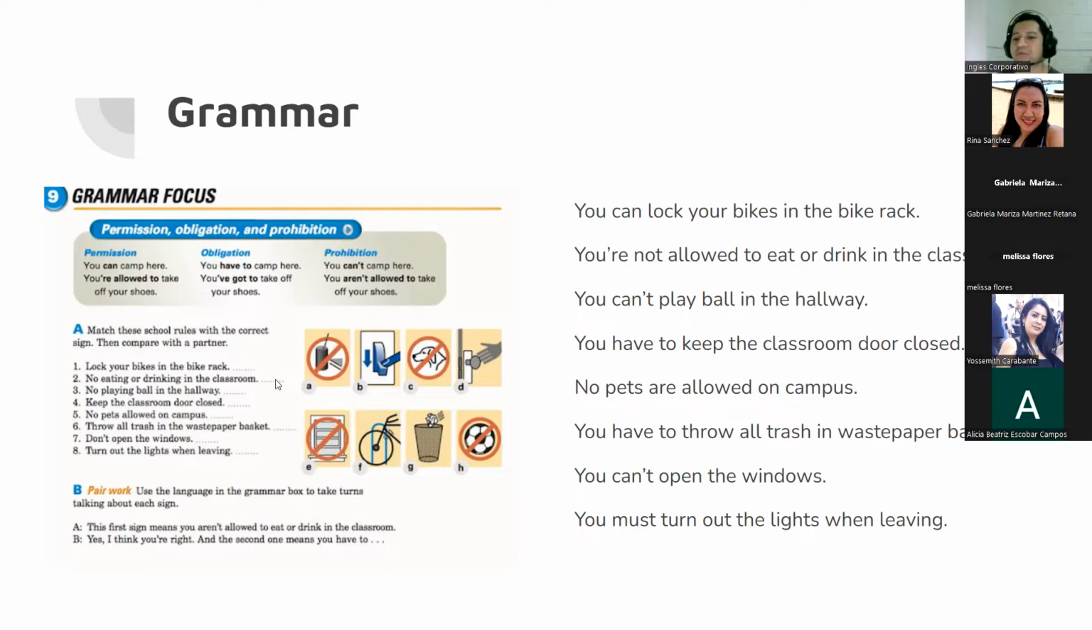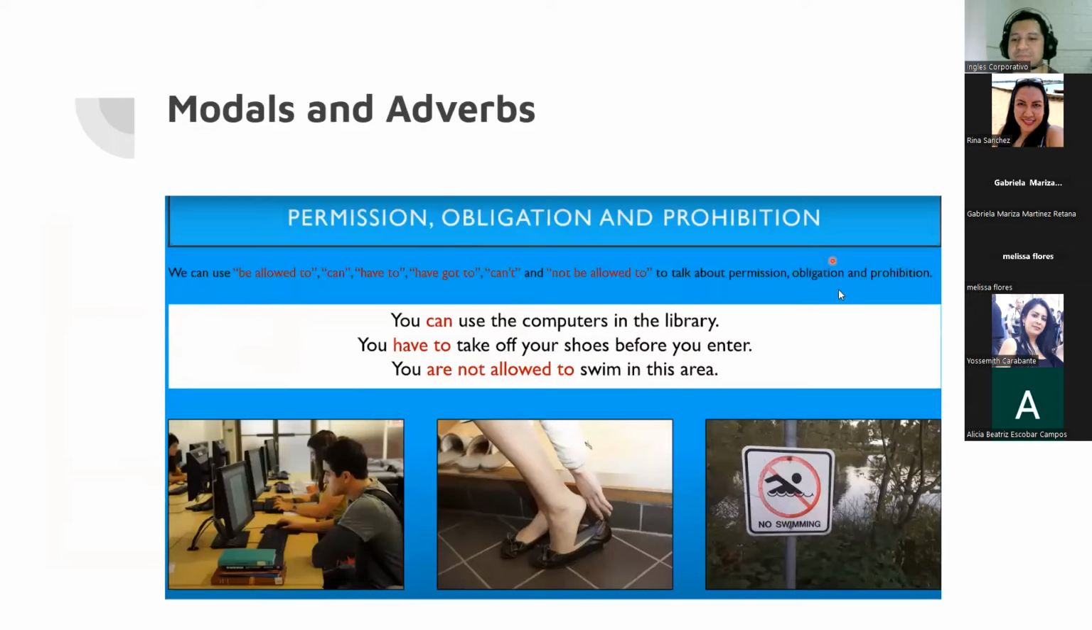So these are some rules that we can see here and that we need to follow, right? We have different rules in the school, in our houses, different things. And as you can see, we can use can, have to, or allowed to, or not allowed to, for permission and prohibition. And we have more examples here, like: You can use the computers in the library. You have to take off your shoes before you enter, and you're not allowed to swim in this area.